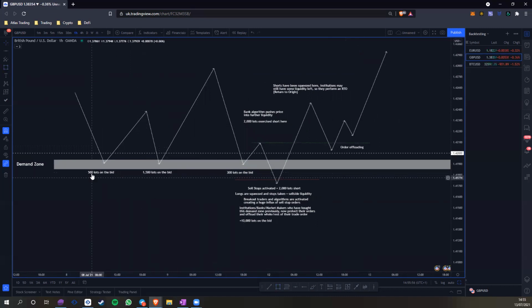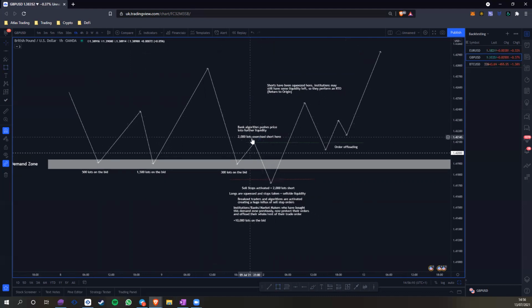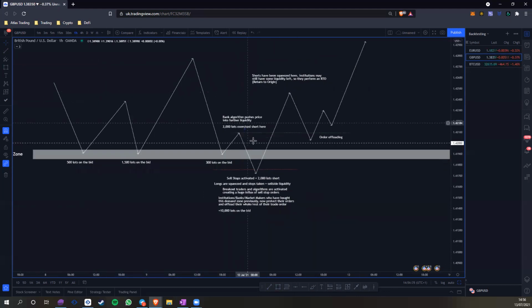And these numbers, I've just pulled them out of thin air just as examples. Don't read too much into them. But as we move away, ignore this green line for now, we can see that a bank algorithm pushes price further into liquidity because there was only 300 lots on the bid. So the bank algorithm executes 2,000 lots here, short, pushing price past all these points of previous lows within this demand zone, pushes price down there where we have sell stops activated. So we might have 2,000 lots short activated underneath this demand zone.